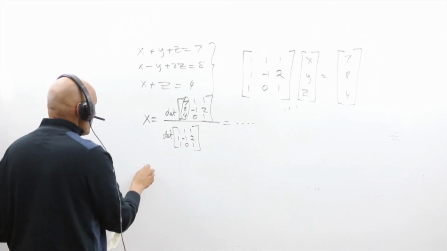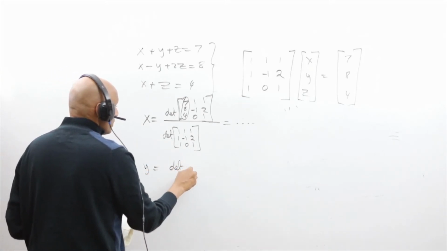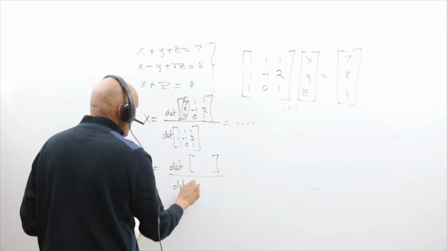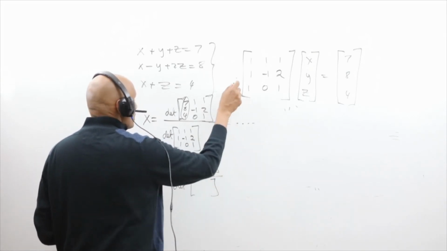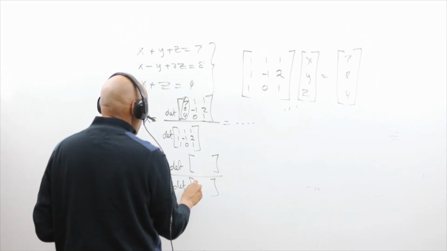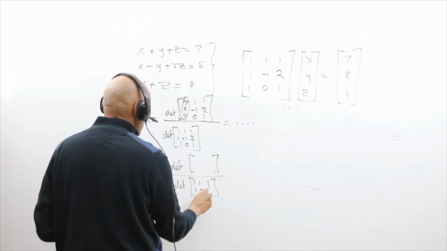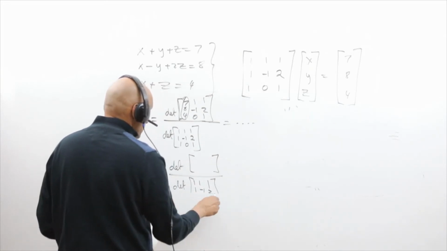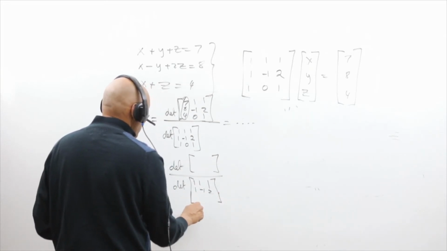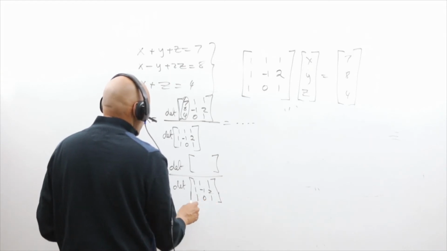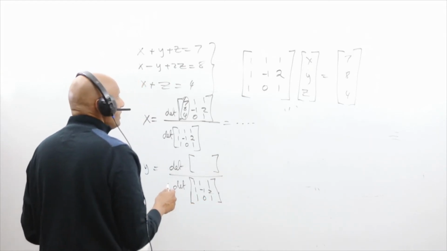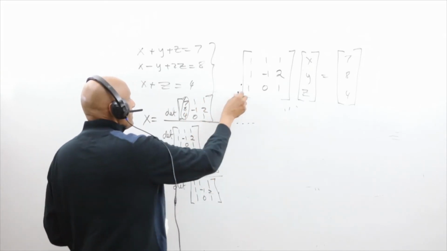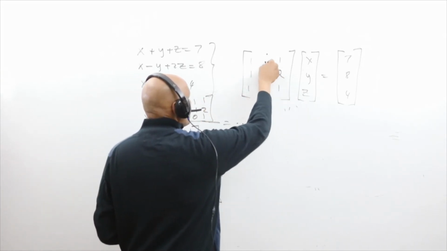Y is going to be the same thing. It's going to be the ratio of two matrices. The bottom matrix is exactly the same as the original matrix. So in this case, it would be 1, 1, 1, 1, minus 1, and 2, and I'm getting a little sloppy here, 1, 0, and 1. And y is associated with the second column.